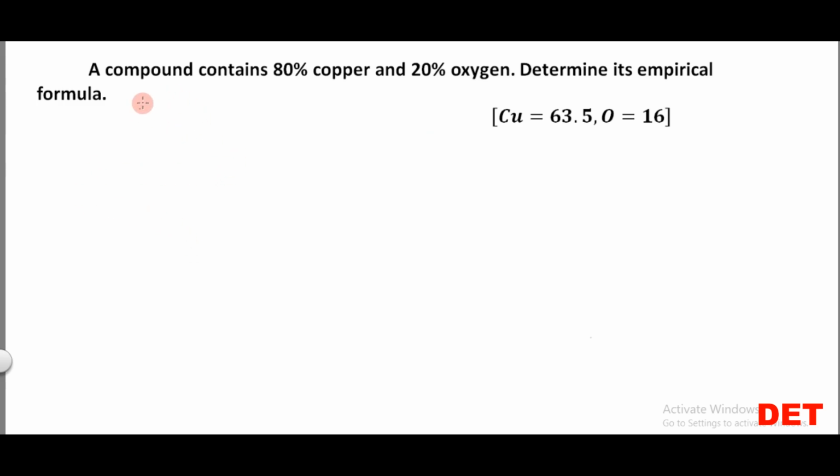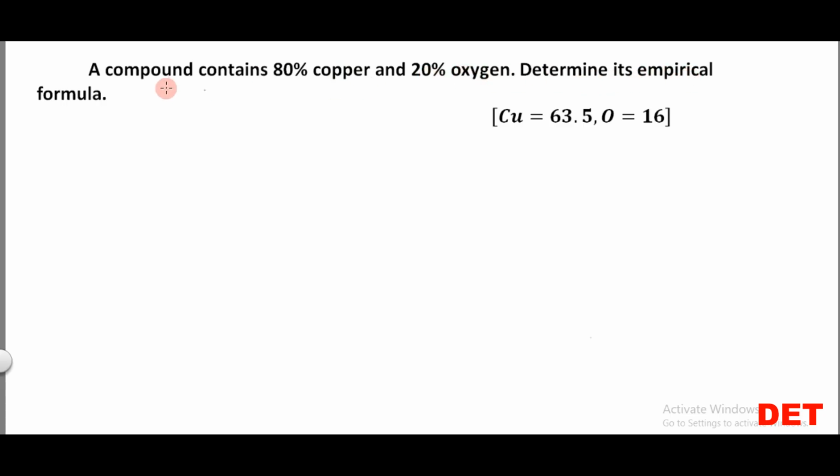All right, so here we're looking at this question: a compound contains 80% copper and 20% oxygen. Determine its empirical formula, given that the relative atomic mass of copper is 63.5 and the relative atomic mass of oxygen is 16. Again, the question is a compound contains 80% copper and 20% oxygen.